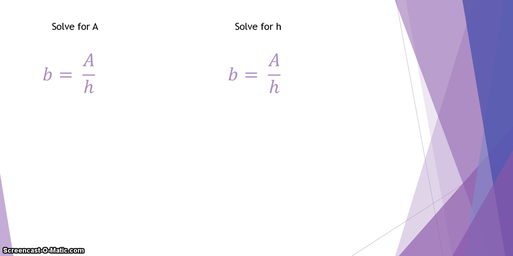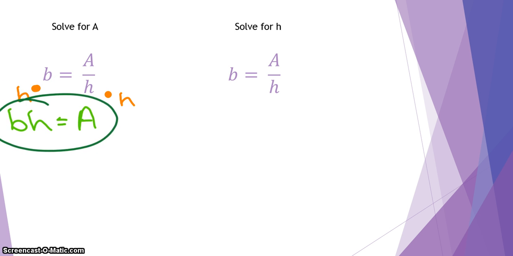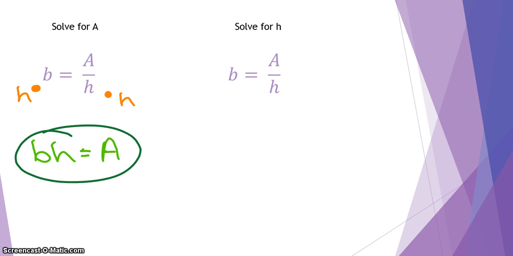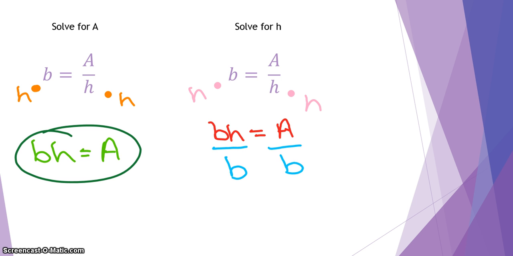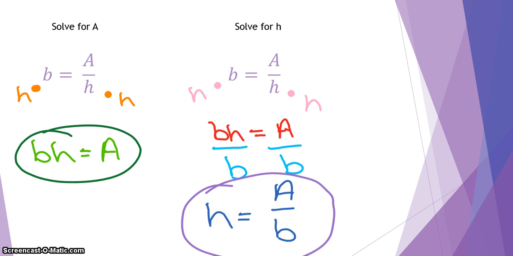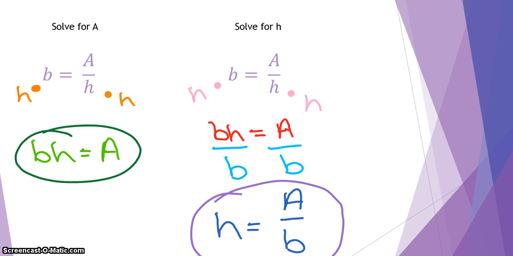In b equals a over h, to find a, all you need to do is multiply by h to get bh equals a. But if you want to solve for h, you need to multiply by h to get bh equals a. Then you need to divide by b to get h equals a over b.